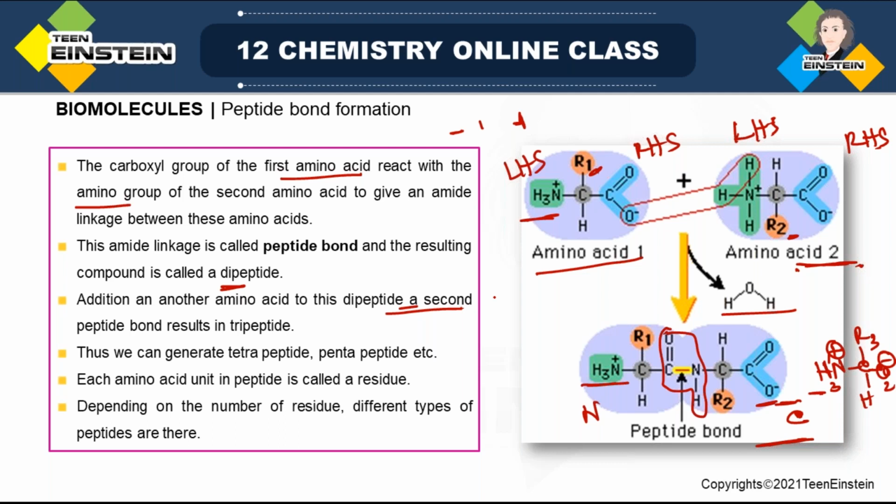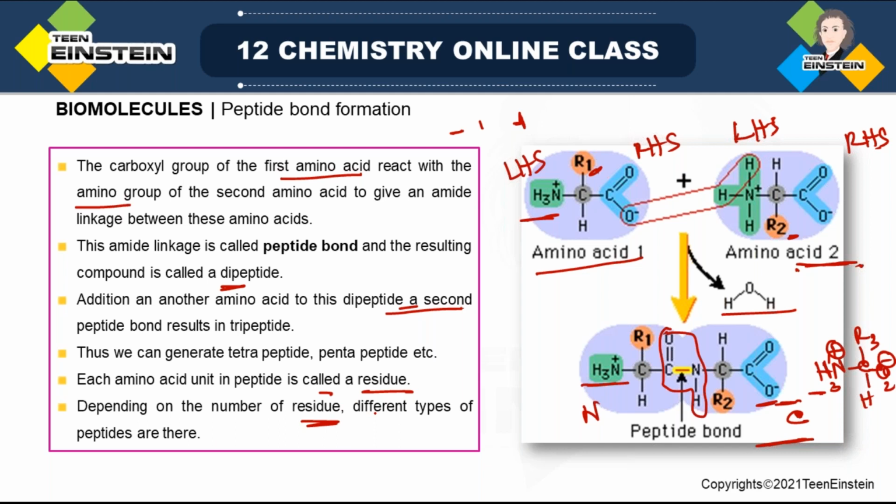In this pentapeptide, a total of 5 amino acids are involved. But how many peptide bonds? Only 4. So the total number of peptide bonds will always be one less than the number of amino acids. Each amino acid unit in a peptide is also known as a residue. If it is a pentapeptide and I ask how many residues are present, the answer is 5 residues. Depending on the number of residues, different types of peptides are possible.